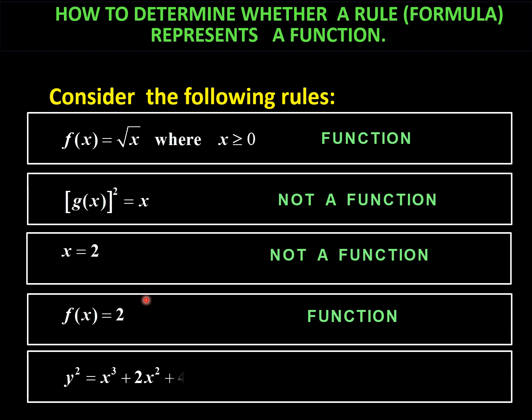Let's look at the last one. y squared equal to x cubed plus 2x squared. If I put in an input value, let's say I make x a 1. So if I calculate that, I get 7. So y squared is equal to 7. So what will y be? That's correct, plus or minus. Therefore, that will not represent a function.